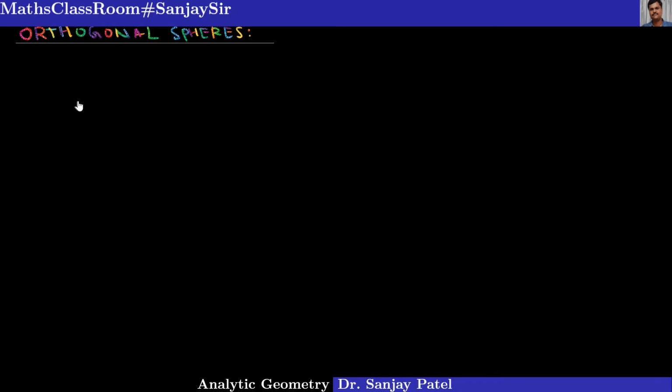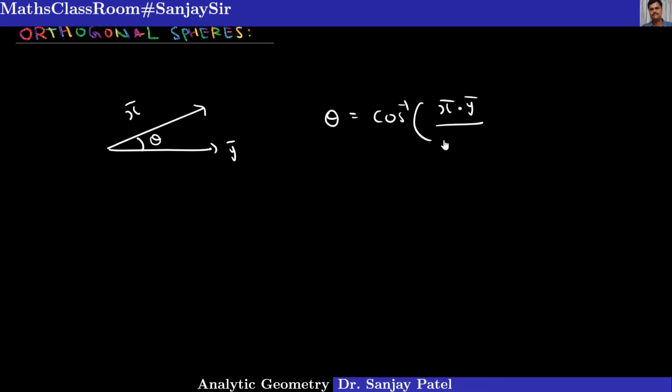The first thing is the definition of angle between two non-zero vectors. Suppose one vector is say x bar and another vector is say y bar, and the angle between them is theta, then we know that theta is given by cos inverse of x bar dot y bar upon mod of x bar into mod of y bar.